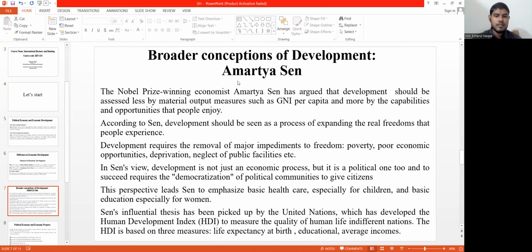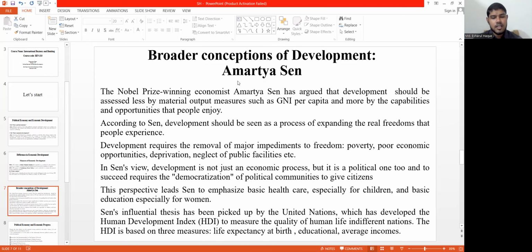Index, that is mainly based on life expectancy at birth, education, and average income, which measure the quality of human life from country to country. Life expectancy means how many children are alive at birth time. Education means how many adults receive their primary and secondary education. And third, average income: how much money people earn during a period in a nation.